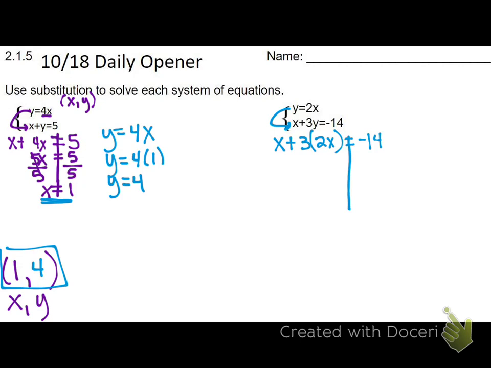You times 2x by 3 and get 6x. Okay. Now what? You combine my like terms. Which is? 6 and 1. So it'll be 7x equals -14. Divide and x equals -2.